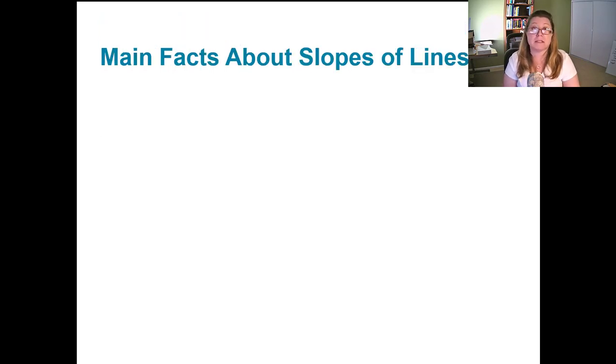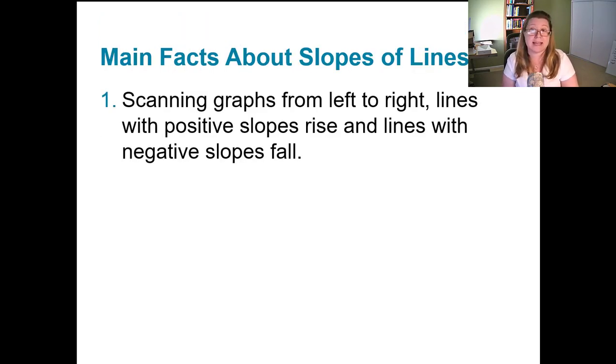All right, let's talk about the slopes of lines. The first thing is scanning the graph from left to right, lines with a positive slope will rise and lines with a negative slope will fall.